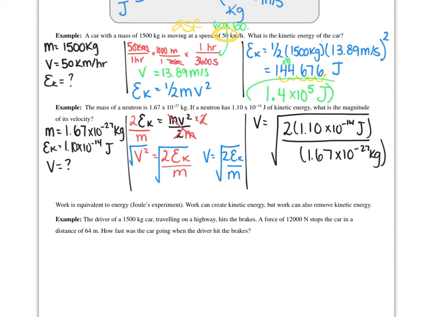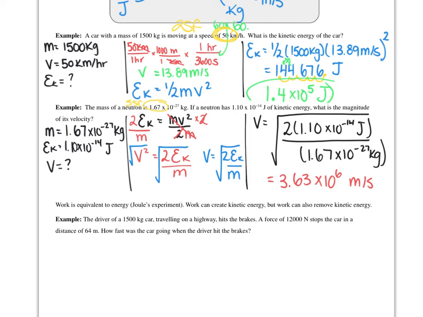What I would do is multiply 2 by this number, press enter, and then divide by bracket 1.67 times 10 to the negative 27. Close your bracket, press enter again, and then square root that answer. In the end, I got an answer of 3.63 times 10 to the 6 meters per second. And I have already rounded that to 3 significant figures from my question.